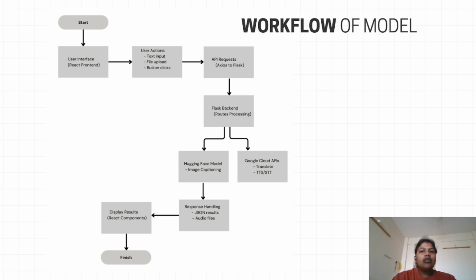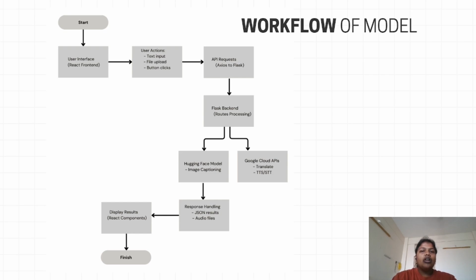Images are sent to Hugging Face AI, and text or audio to Google's Cloud API. It also checks for errors. Processing: the Hugging Face model generates captions for images. Next, Google Cloud's API converts text between 100 plus languages, speech to text and text to speech. For example, bonjour, French text, is being translated.